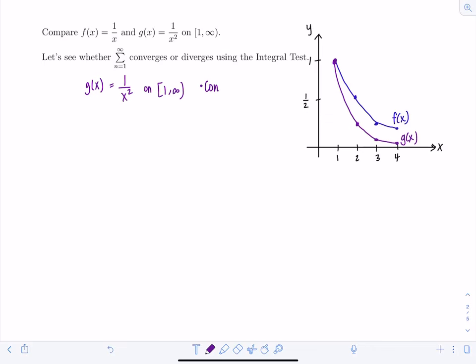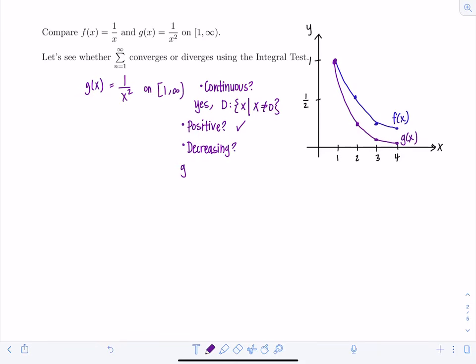Now, is it continuous? We have to check our 3 conditions. Well, yes, it has the same domain, all x's such that x doesn't equal 0. So it's going to be continuous on 1 to infinity. Is it positive? Well, yes. 1 over x squared is always going to be positive, especially on the interval from 1 to infinity. And lastly, I need to check, is it decreasing?